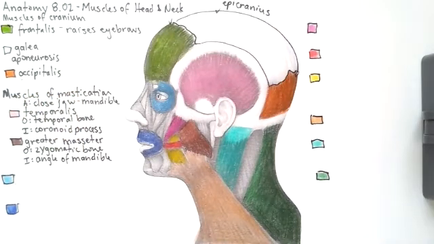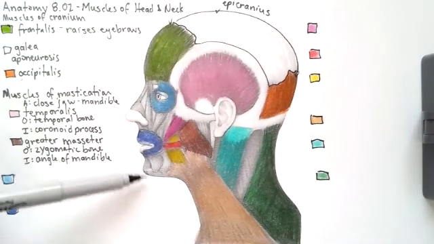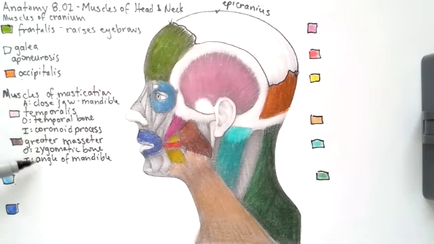And we talked about the fact that the insertion moves towards the origin. So every time you close your mandible, the angle of the mandible moves up towards the zygomatic bone, and the coronoid process moves up towards the temporal bone. So this is in keeping with what we know about origin and insertion.